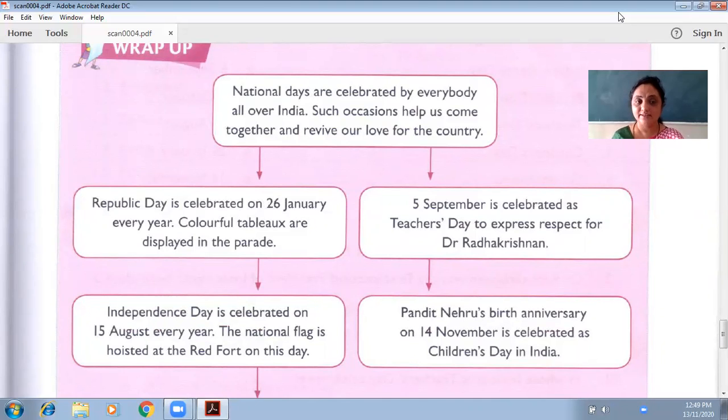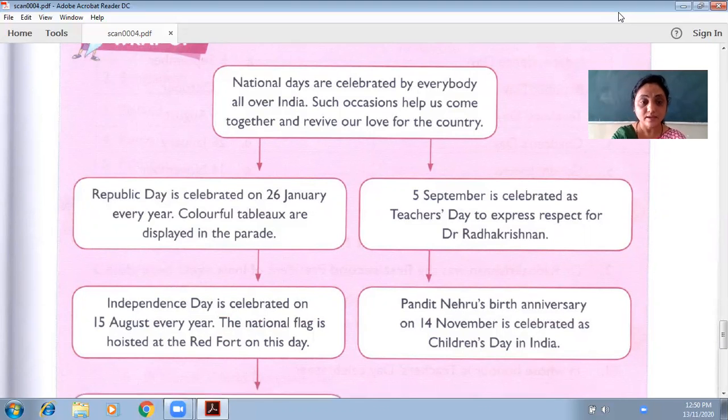Okay, the first national day is in the month of January. On the 26th of January every year, colorful tableaus are displayed in the parade on Rajpath. That is what we call Republic Day. When is it celebrated? It is celebrated on 26th January every year. Next, 5th September is celebrated as Teachers Day, to express respect for Dr. Radhakrishnan, who was the second President of India.